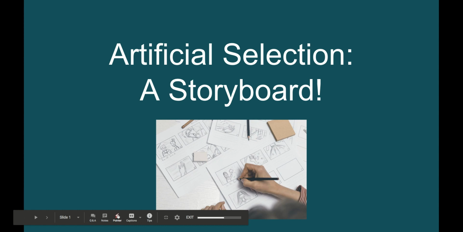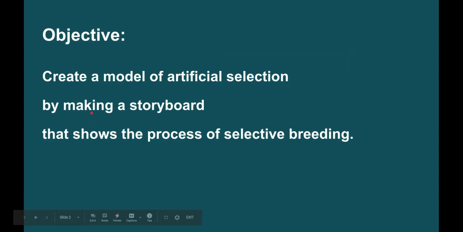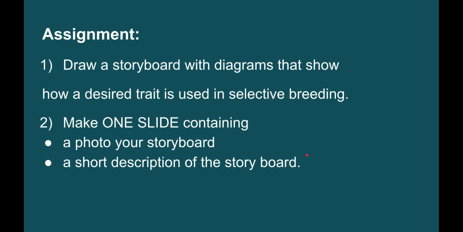Artificial selection, a storyboard. The objective here is for you to create a model of artificial selection by making a storyboard that shows the process of selective breeding. Your assignment is to draw a storyboard with diagrams that show how a desired trait is used in selective breeding. You're going to make one slide containing a photo of your storyboard and a short description of that storyboard.